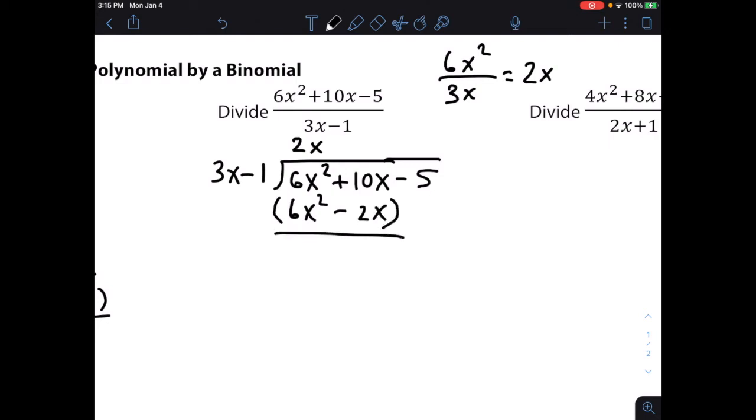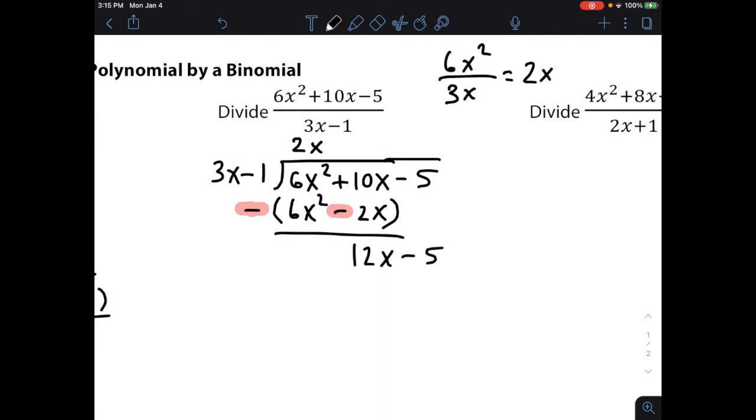And this is where it gets really tricky, because we're going to eliminate that first term when we subtract, which is good. But with the second term, the 10x and the minus 2x, what we're doing is subtracting a negative, because we have the subtraction sign out here and we have a negative sign here. We're actually going to be adding the 2x. All right, so we're going to add 2x, so that becomes 12x. And we'll bring down the minus 5. And then we're going to repeat the process.